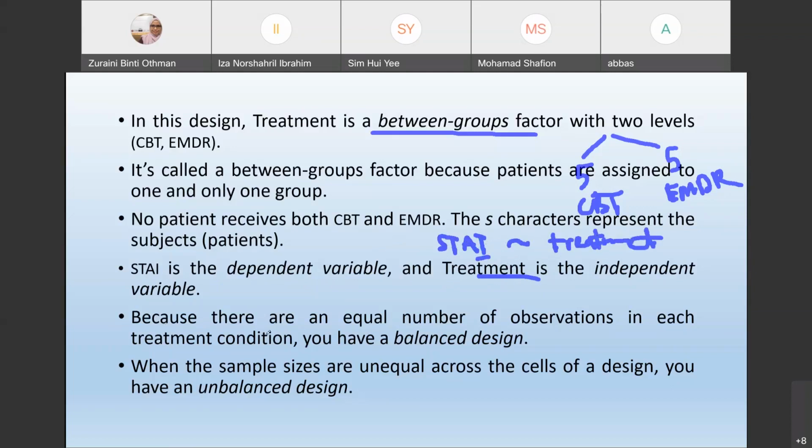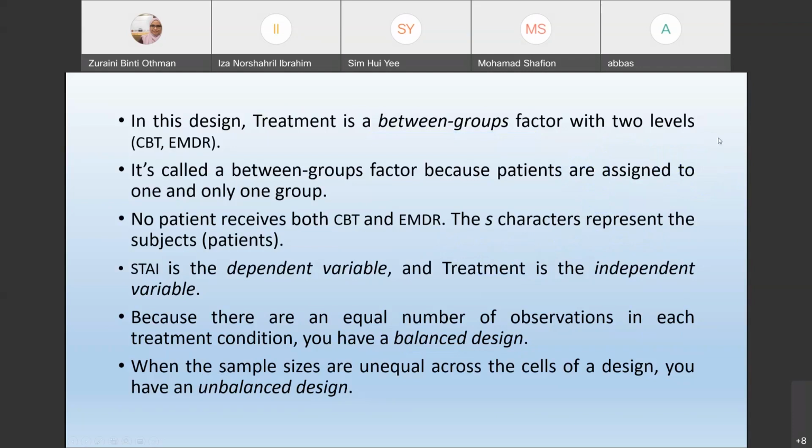Then because there is an equal number of observations in each treatment condition, you have a balanced design. Because we have 5 who will receive CBT and 5 who will receive EMDR, we call it a balanced design. This is another term. When the sample sizes are unequal across the cells of a design, you have an unbalanced design. Meaning that if only 2 receive CBT but 8 receive EMDR, we call it an unbalanced design.